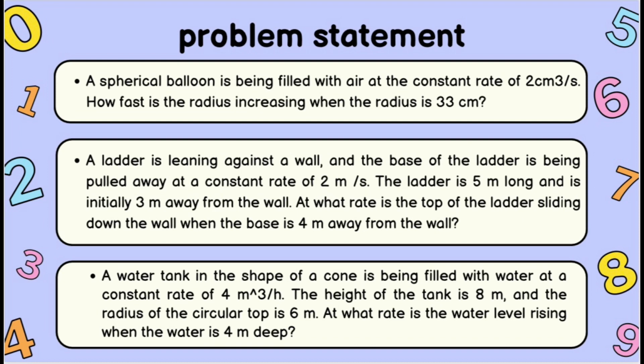The first problem is a spherical balloon is being filled with air at a constant rate of 2 cm³ per second. How fast is the radius increasing when the radius is 3 cm?